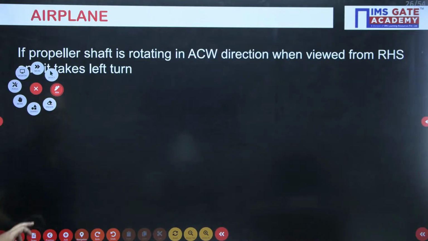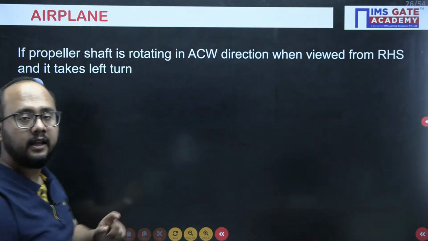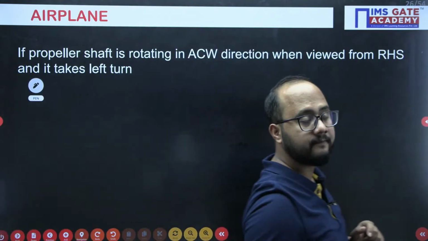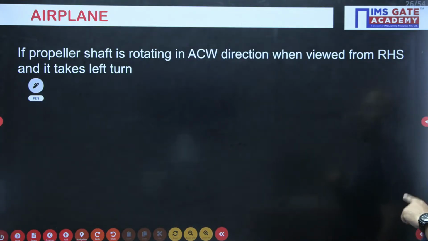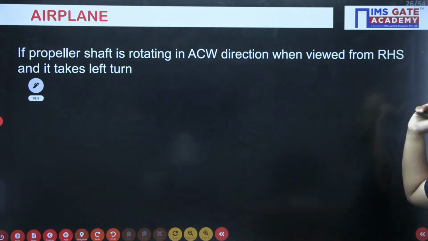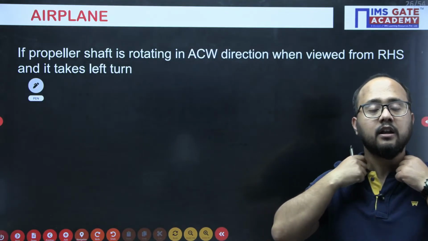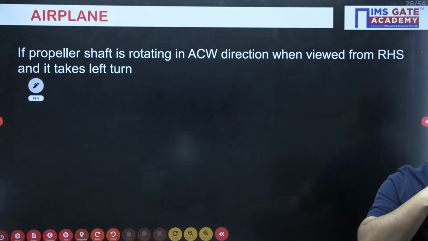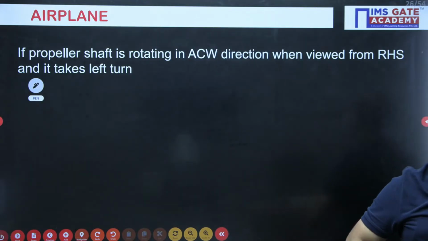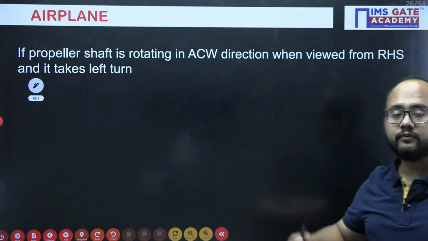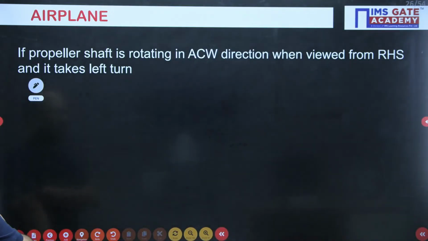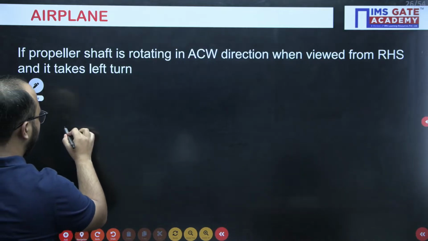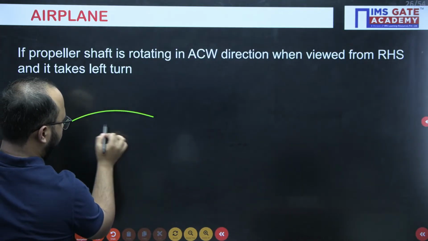Now moving to the case of aeroplane first of all. What is given in this particular case? The propeller shaft is rotating in anti-clockwise direction when viewed from the RHS, right hand side, and it takes a left turn. Now we need to tell what is going to happen on the aeroplane because of that reactive gyroscopic couple. Now see, let us draw some diagram of aeroplane here.